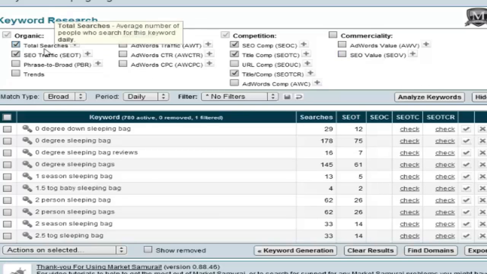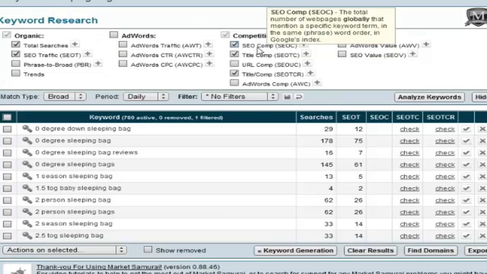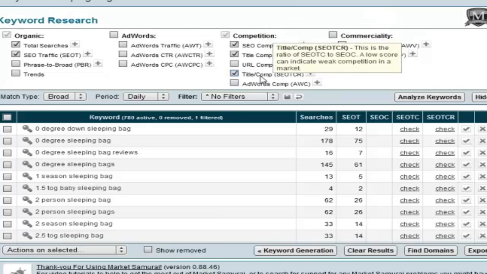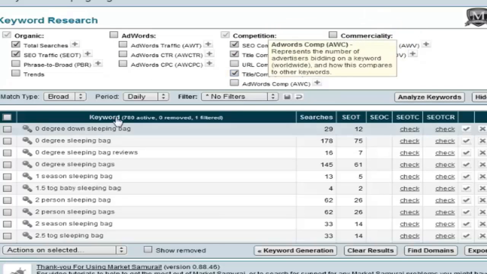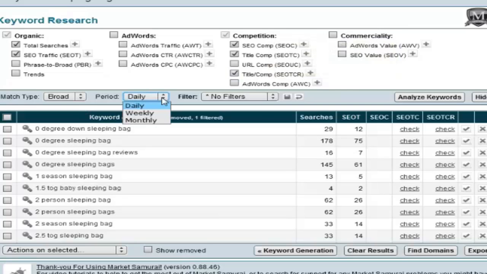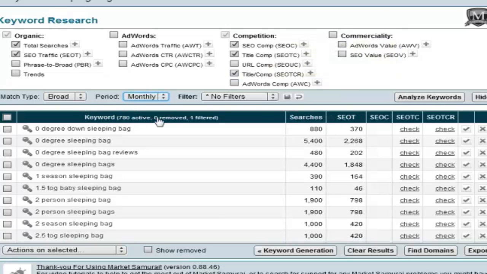So those are what I do. I do total searches, SEO traffic. Then we want SEO competition, title competition, and the title divided by competition. One other thing, I like to do monthly, so I have a good idea of how much traffic that keyword will get per month. And then we also don't want broad because broad will bring you back inflated results. So you want to do phrase or exact.